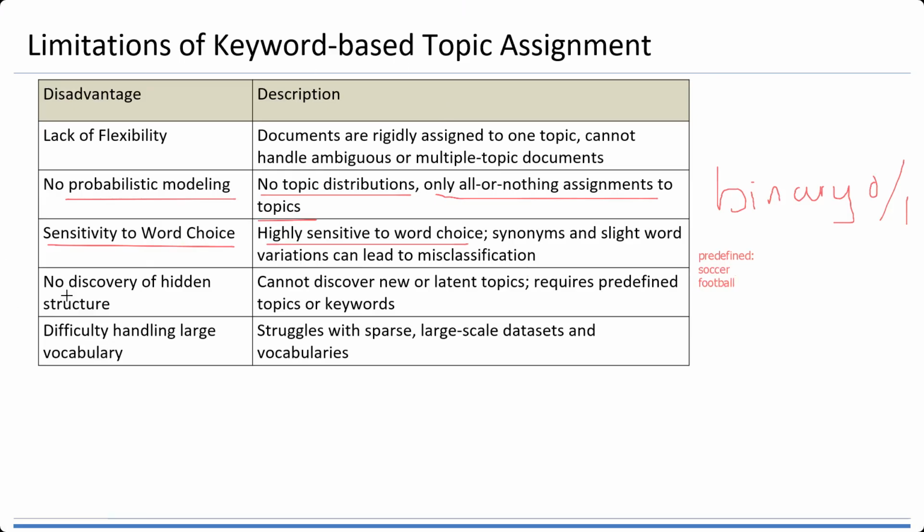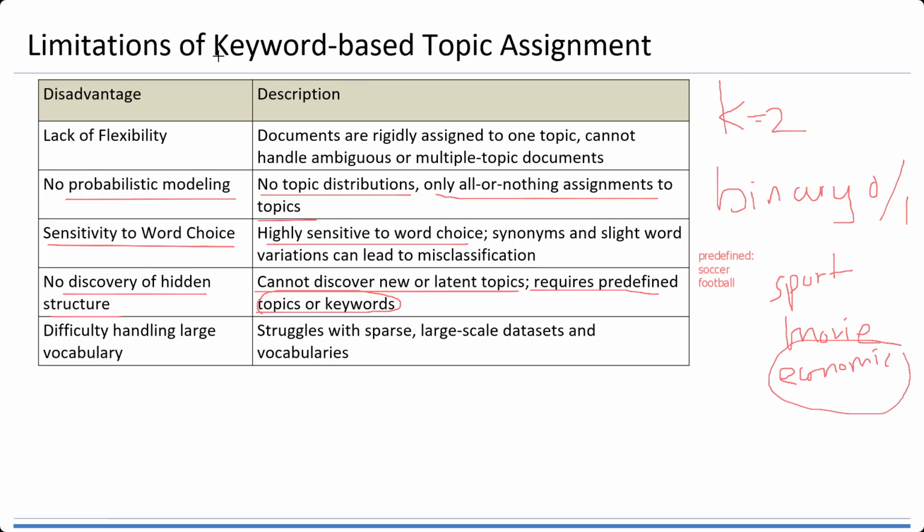The other kind of problem is no discovery of hidden structure. It cannot discover new or latent topics. It requires predefined topics or keywords. So if we already define K equals 2, and let's say there is a new topic, not about sports, not about movies, but about the economy, it is difficult to make a new topic with only the keywords.